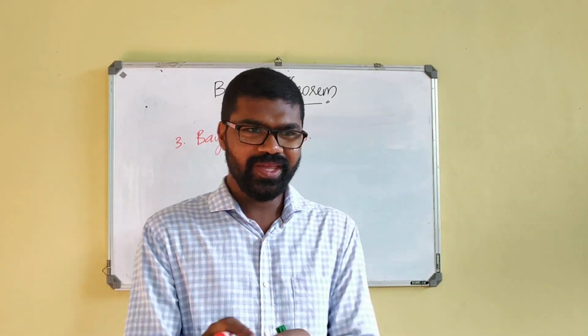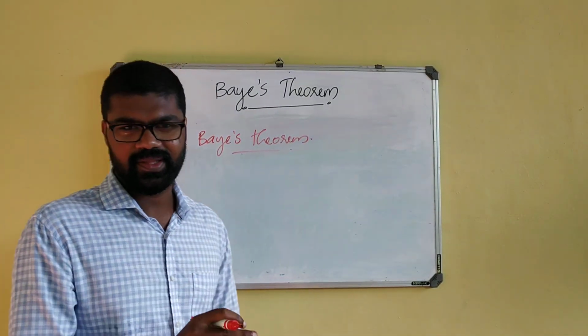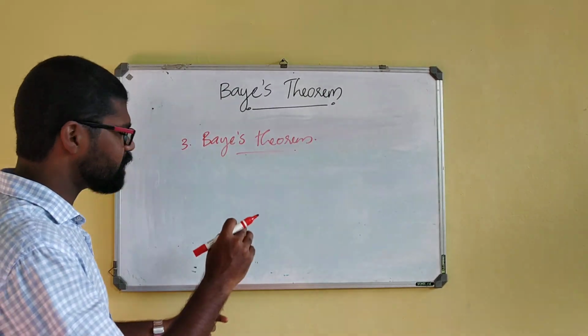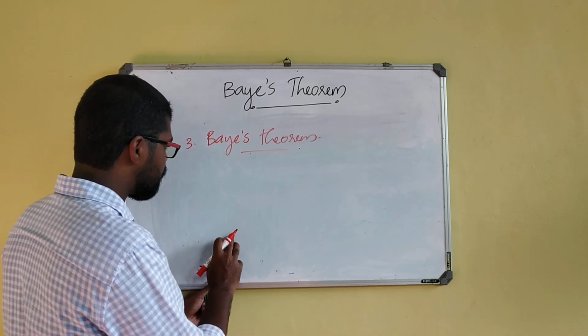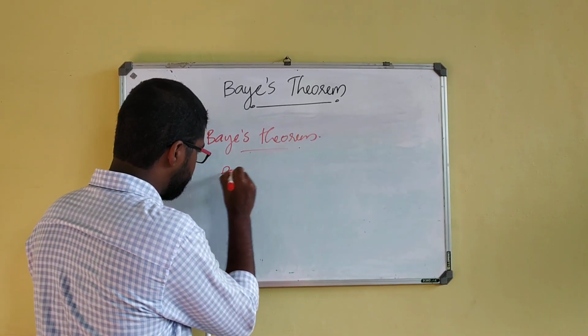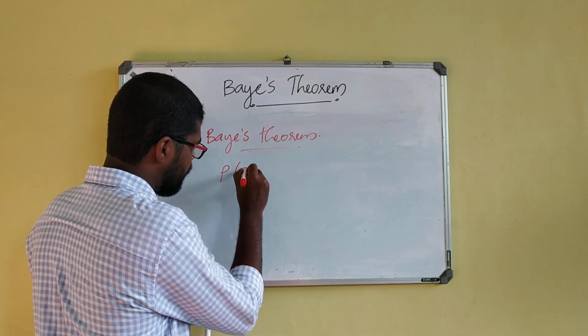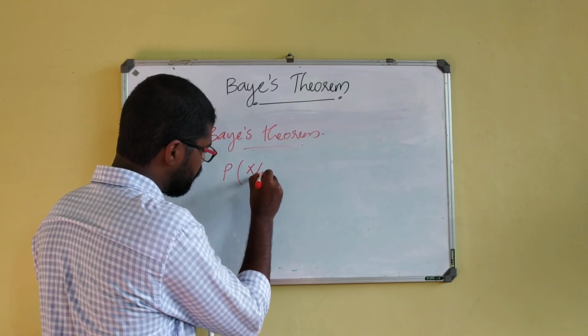So now we come to Bayes theorem. In Bayes theorem, it is just different from conditional probability. For example, probability of X given A.